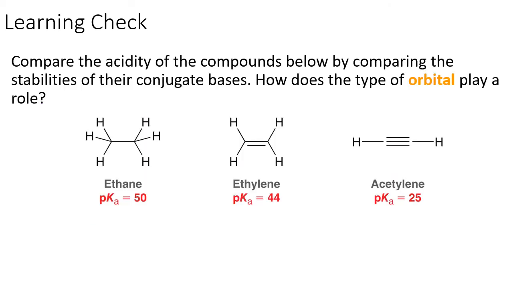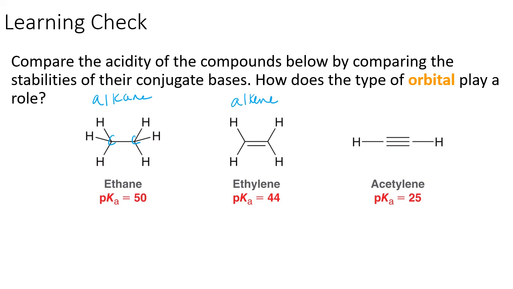Now, just to wrap up the section covering orbitals, let's compare the acidity of the compounds below and their conjugate bases. How does the type of orbital play a role? So we have an alkane, ethane, and we're actually given the pKa values too, so we can compare what we're seeing structurally. We have ethane, and then we have ethylene. Ethylene is an alkene. And notice both of them have 2 carbons.